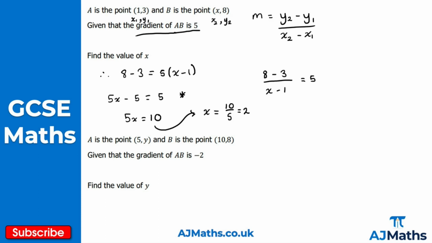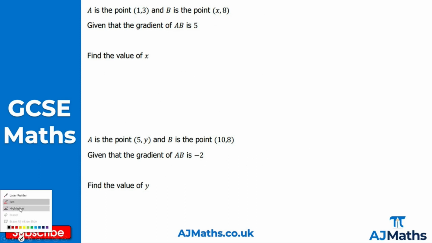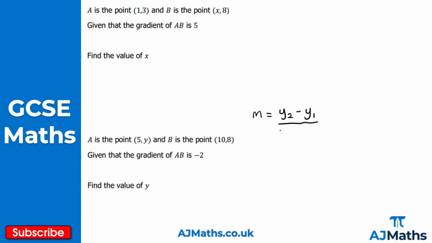And if we take a look at the very last question here, again, pretty much identical. The only difference here now is working out the y coordinate of the first point. Again, we know the gradient, that's equal to -2, so I'm just going to set it up in exactly the same way. So what I'll do is I'll just clear the screen just so we've got enough room here. So I'll just write down the formula again for the gradient. M is equal to y2 minus y1 over x2 minus x1.